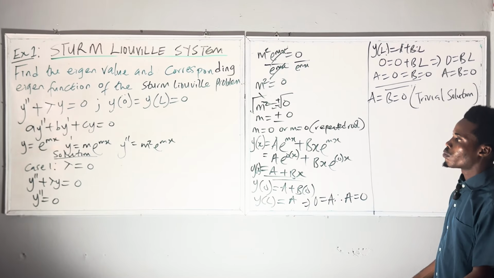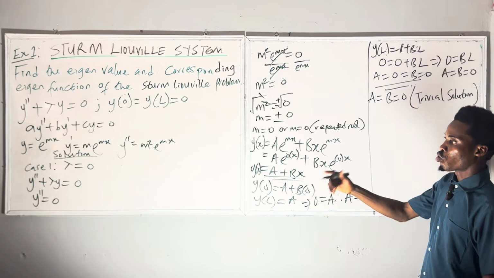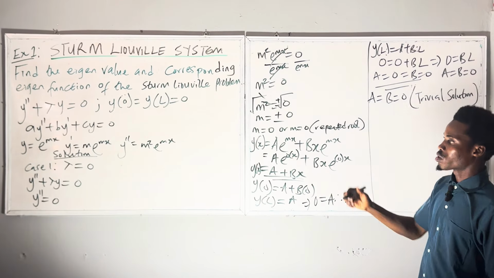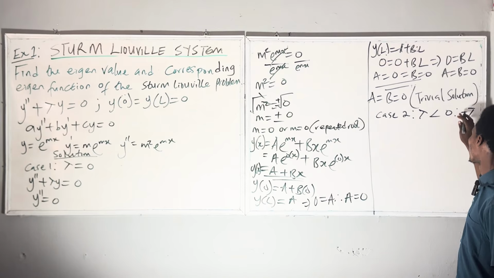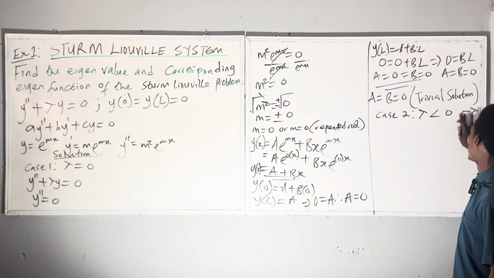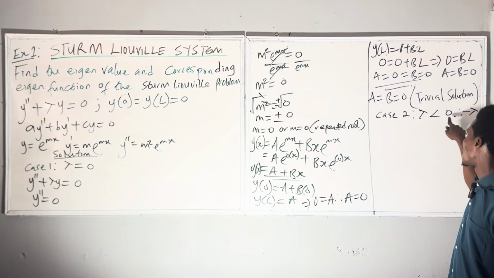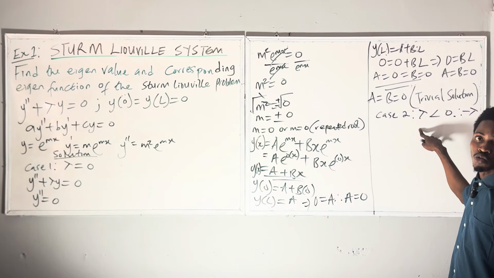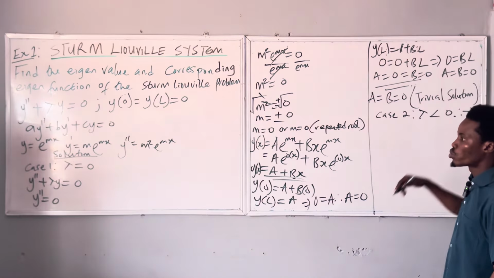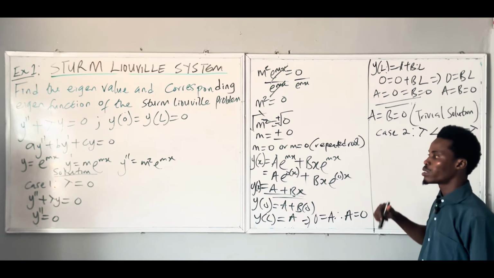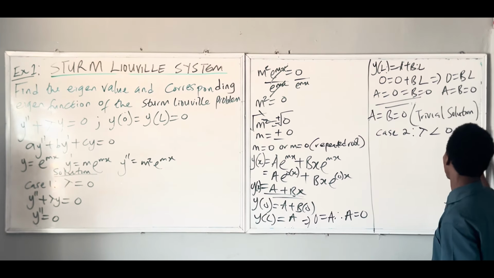So my second step is to consider case 2, when lambda is less than 0. It means that our lambda is negative. That is, minus 1 is less than 0, minus 2 is less than 0. So it means this lambda takes a negative value. So therefore, we have negative lambda.